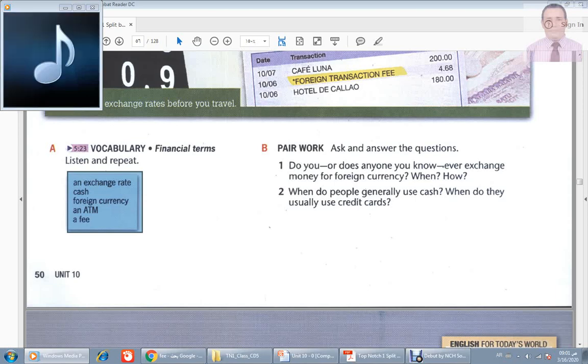Exercise A. Vocabulary. Financial terms. Listen and repeat in the pauses. An exchange rate. Cash. Foreign currency. ATM. A fee.